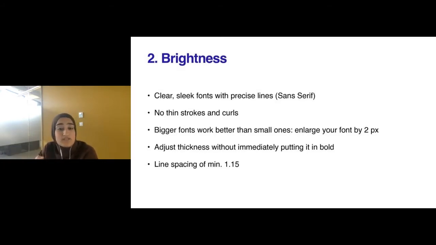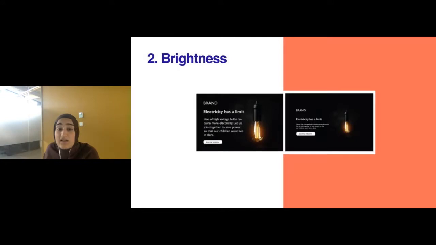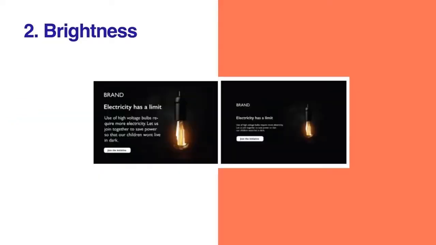And it's also better to avoid very thin or light lines. Bigger fonts work better than small ones. Enlarge your font by 2 points than you would normally do. So make sure that the thickness is right without having to make it bold. And try to set a line spacing of 5.15 points. So this all contributes to the brightness of your font. Here you can see clearly in the example what I mean. They used a very small font and it's not very readable.